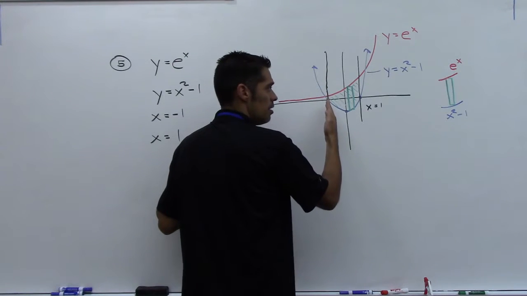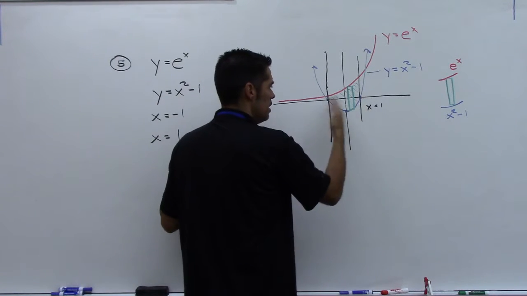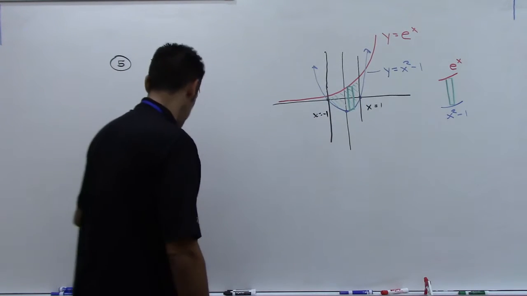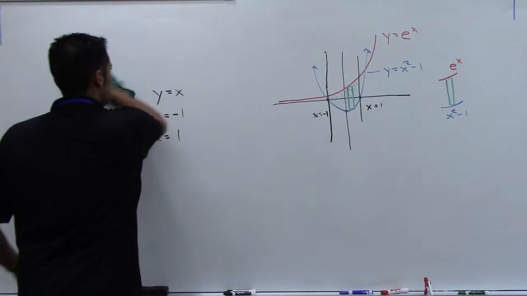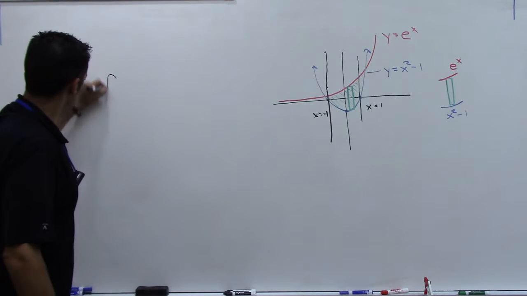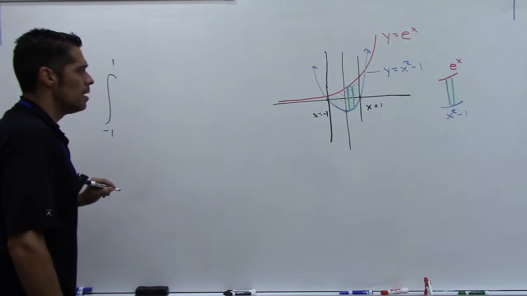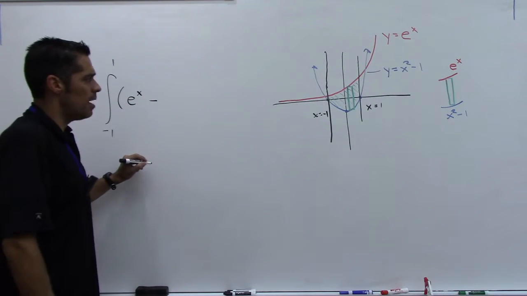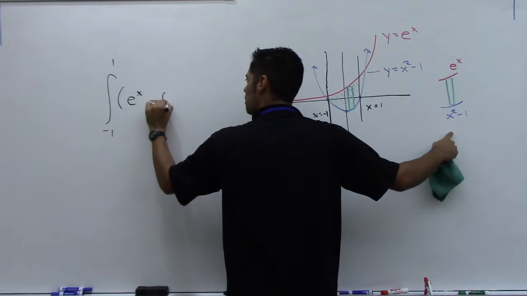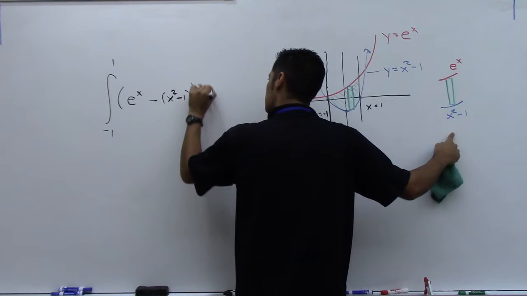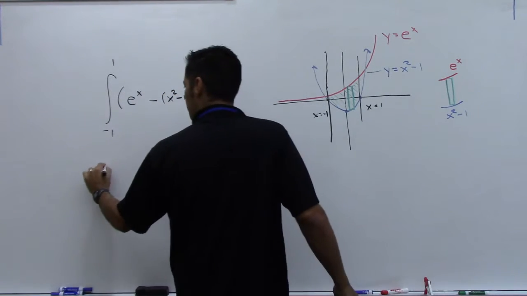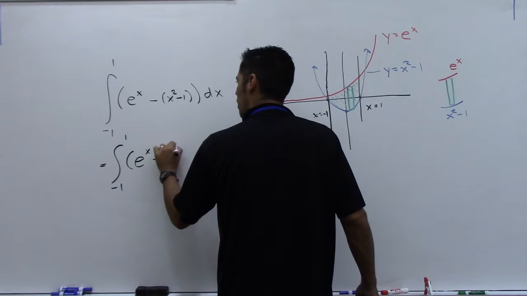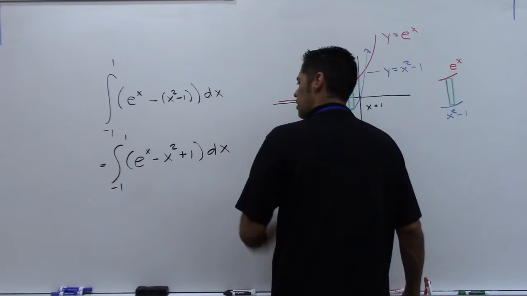So where does this region start, what x value to start at and stop at? I forgot to label this x equals negative 1. It starts at x equals negative 1, ends at x equals 1. So I'll set that up. Integral x equals negative 1 to 1. And then the top function, which was e to the x, minus, and then the bottom function had 2 terms in it, x squared minus 1, so I'll put it in parentheses, dx. Distribute the negative, e to the x minus x squared plus 1 dx.